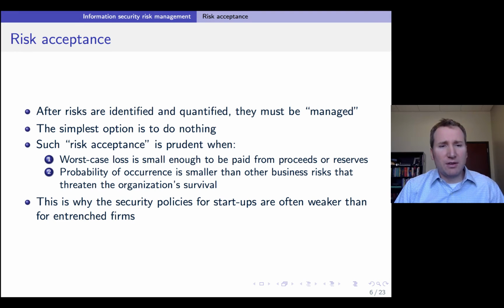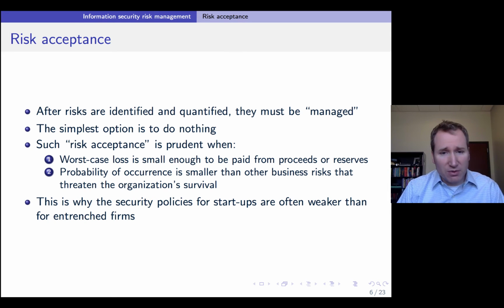Well, it usually happens in one of two ways. Either the worst case loss is so small that you can just pay from your ongoing proceeds and treat it as a cost of doing business. Alternatively, if the probability of an occurrence is so small relative to other business risks, then you would focus on those other business risks first. So it's easy to think of us, working in IT and thinking about cybersecurity, that it must be the most important risk an organization faces, but that may not always be the case, and often isn't. There are lots of other business risks, which in some cases could take precedence.